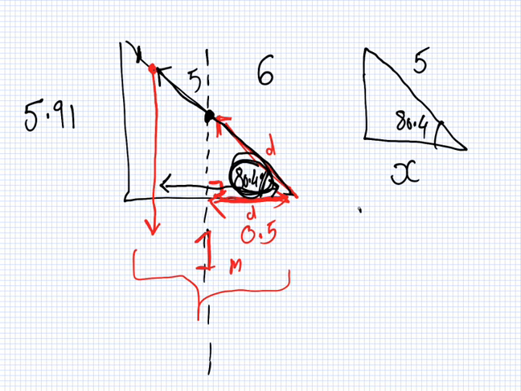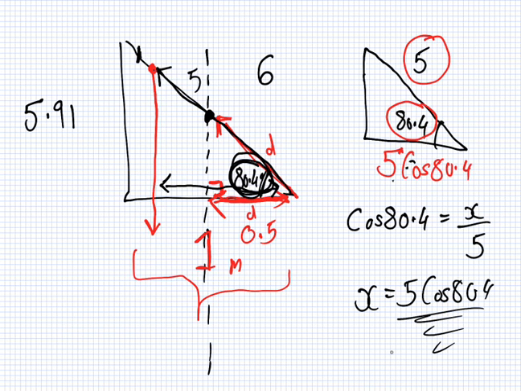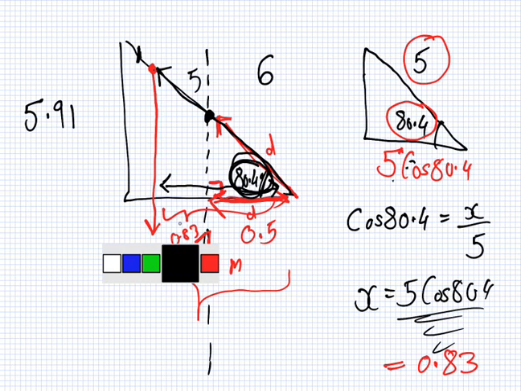I can say cos 80.4 equals x over 5. So what does x equal? 5 cos 80.4. But you knew that, because if you have this triangle, and this piece is 5, and this angle is 80.4, is this cos or sine? This is cos. This is 5 cos 80.4. What's that on your calculator, please? 0.83. So that's this distance here up to here is 0.83. So I can go back now.